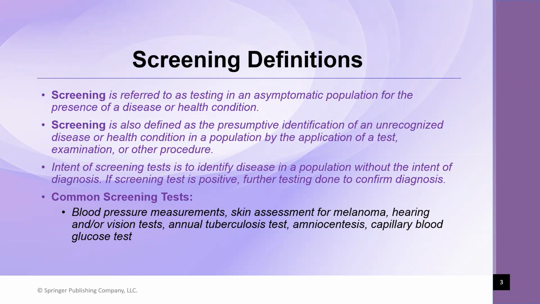Screening can also be defined as the presumptive identification of unrecognized disease or health condition within a population by performing a test, an examination, or other procedures. It's important to remember the intent of the screening test, and it's basically to identify disease in a population that have no diagnosis of that disease. Some common tests you might be familiar with are blood pressure measurements, skin assessments for melanoma, hearing or vision tests, an annual tuberculosis test, an amniocentesis, or a blood glucose level.